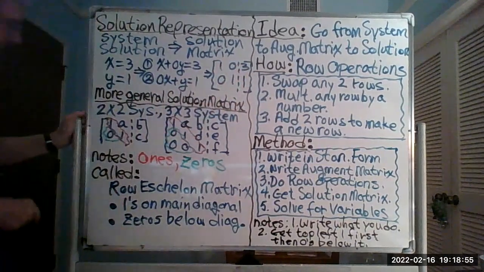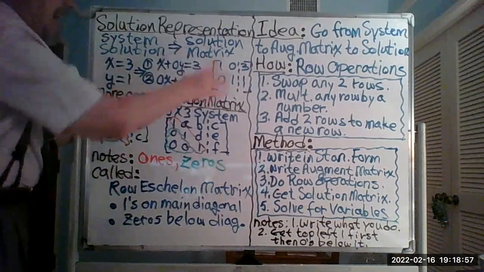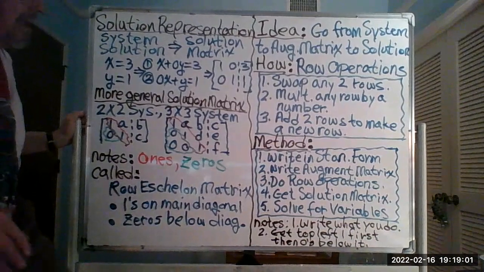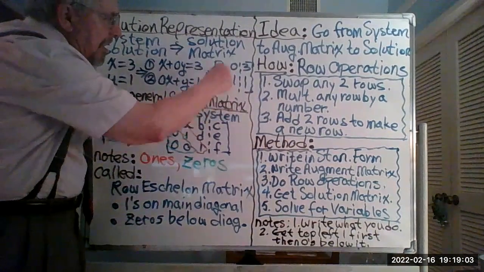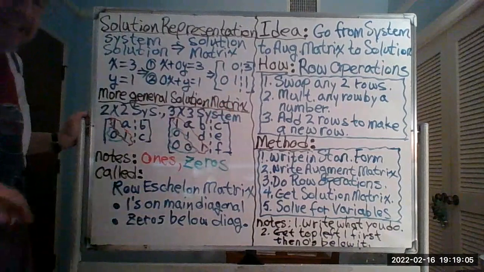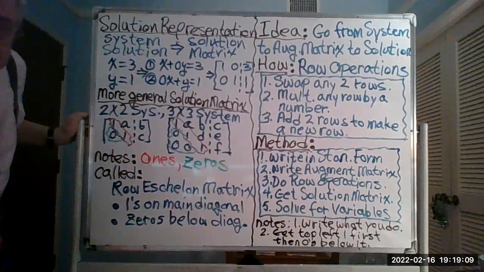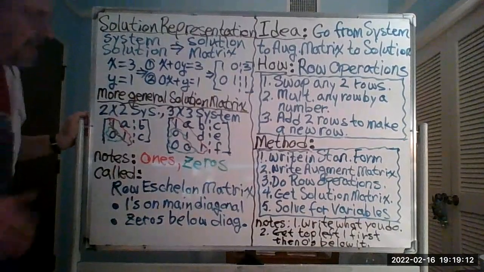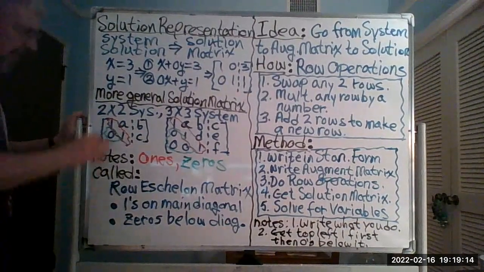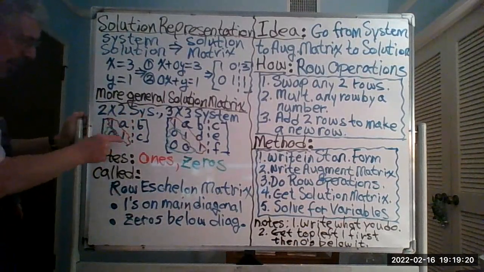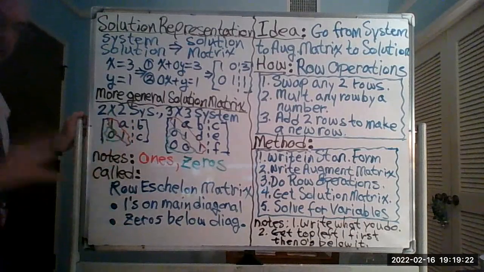Okay, so that's an ideal solution matrix. That one is ideal, where I have ones on the diagonal, zeros below, and zeros above. That's the ideal one. But I don't need to get the ideal one. That's extra work. All I need to get is a more general solution matrix, which is represented down here. So for a 2 by 2 system, I'd have 1, A, B, 0, 1, C. So the A, B, and C are other numbers.